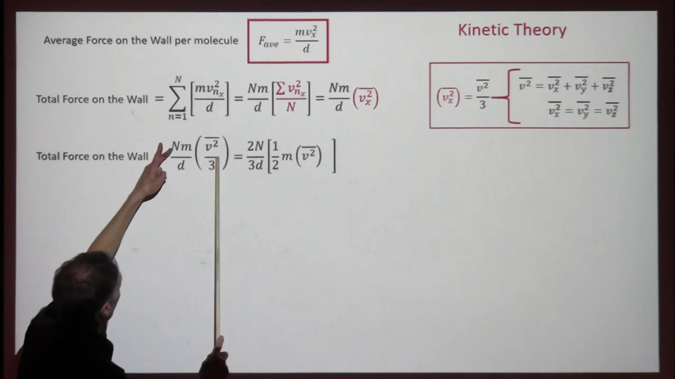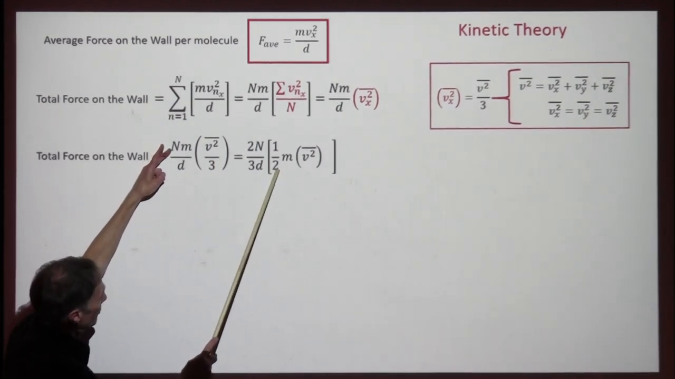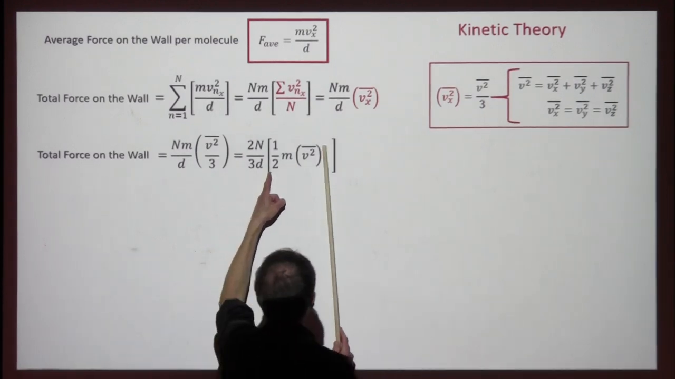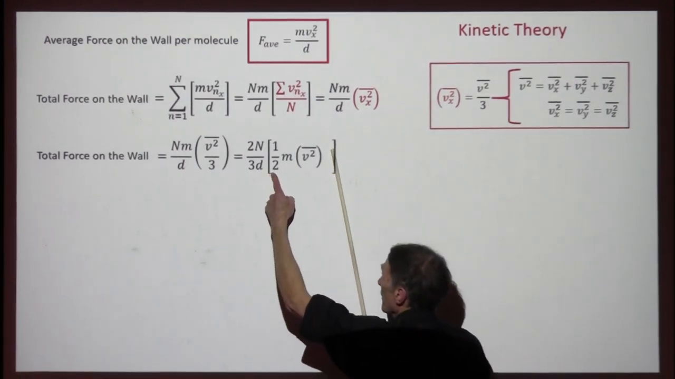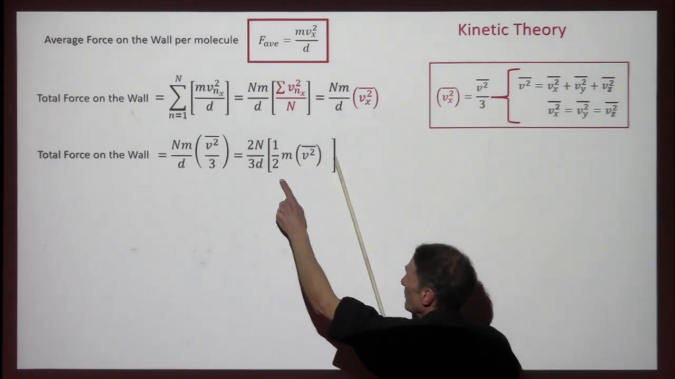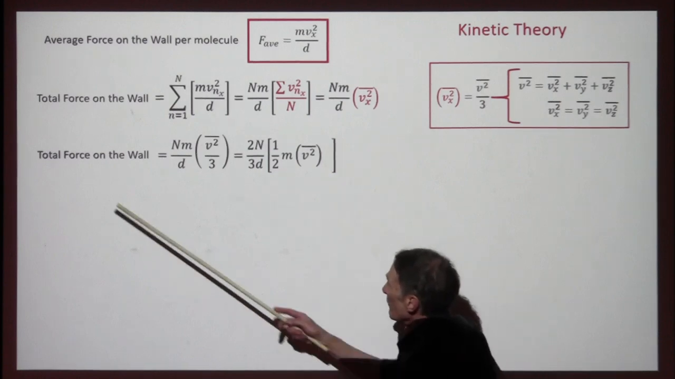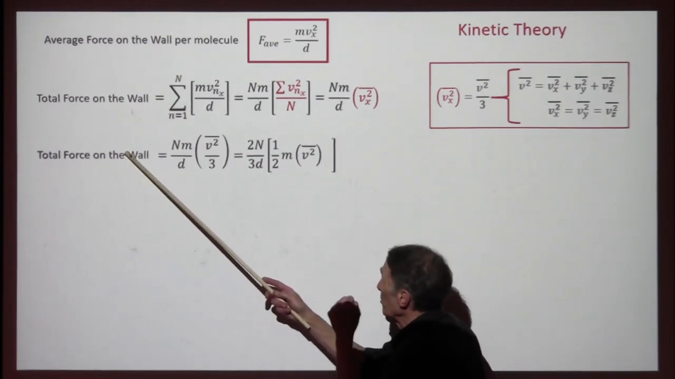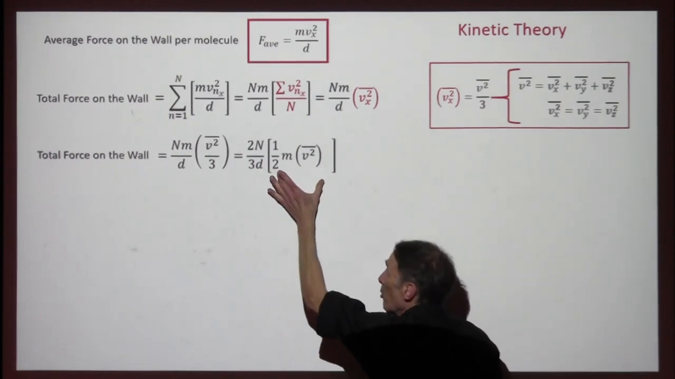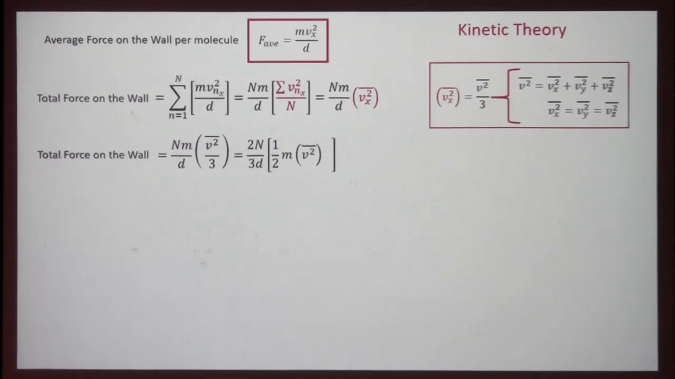Now I'm going to do one other thing here. I'm going to multiply by 2 and divide by 2. And the reason I want to do that, this looks strangely familiar. 1/2 mv squared, or almost, this is kinetic energy. So this is relating to the force on the wall, which we're leading to as the pressure, is going to be directly proportional to the average kinetic energy of these molecules.